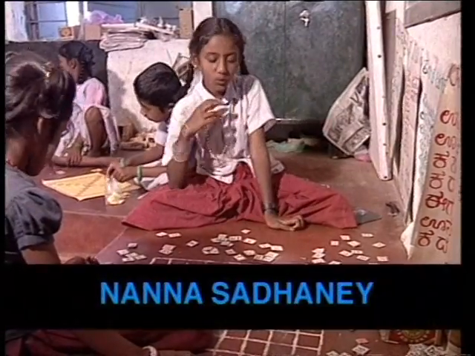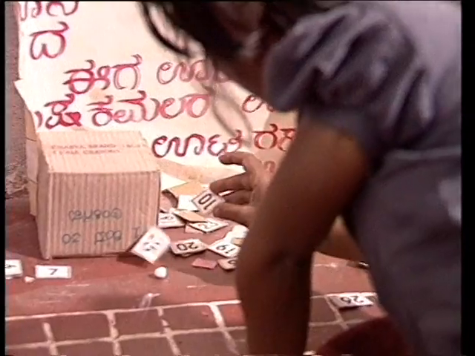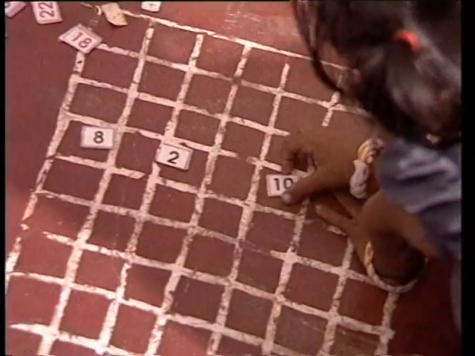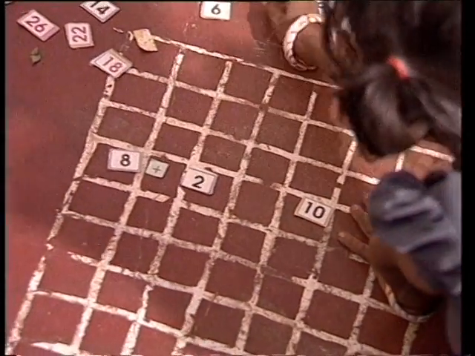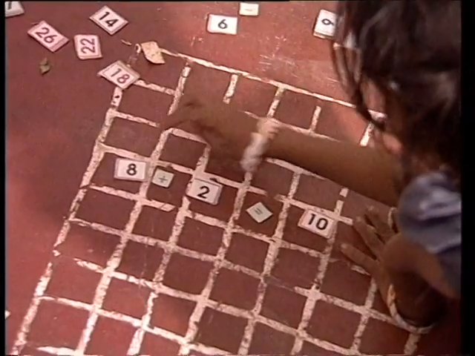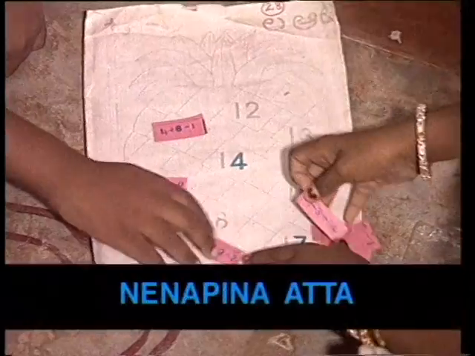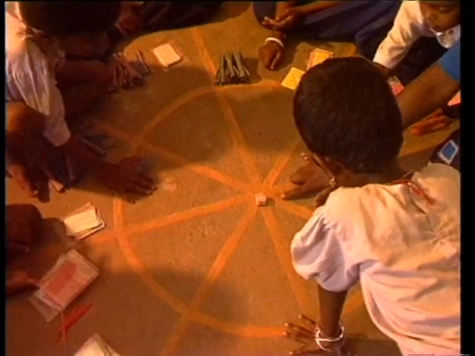Asha Atta and Nanna Sadhane are games which help the children in self-evaluation. They test their memory through the Nenapina Atta using games where colored dice are used to identify numbers.